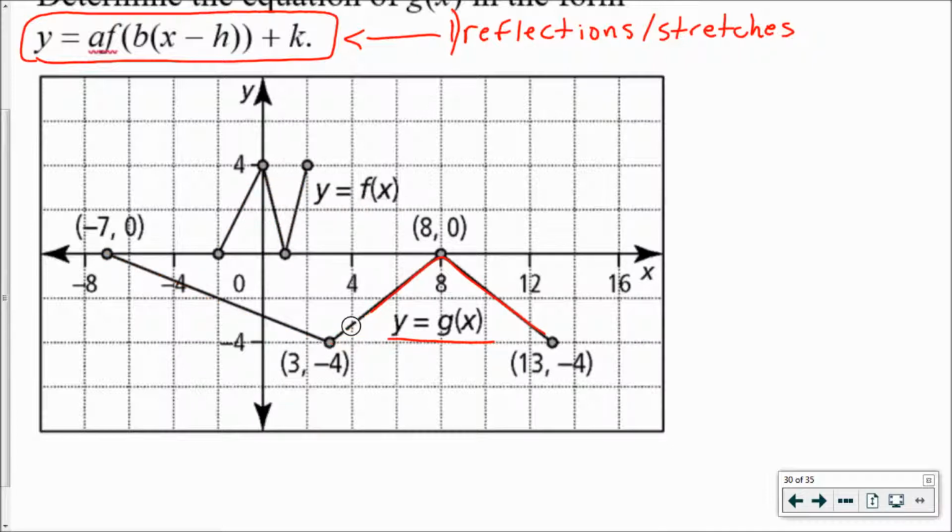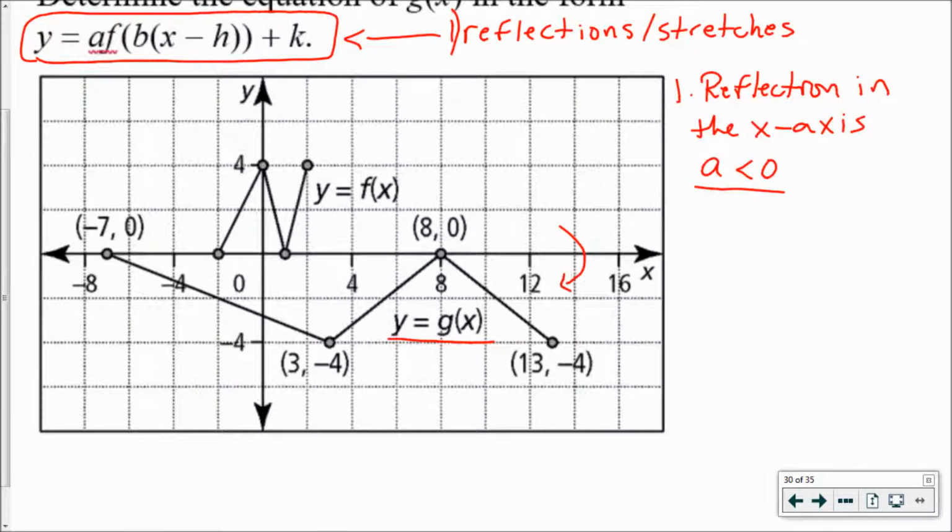So if I look at f of x, hopefully you can see that it's been reflected from being above the x-axis to below it. So that would be my first point. There's been a reflection in the x-axis. And then I would ask myself, what does that mean if there's been a reflection in the x-axis? Well, that tells me that a is less than 0. A is a negative number.